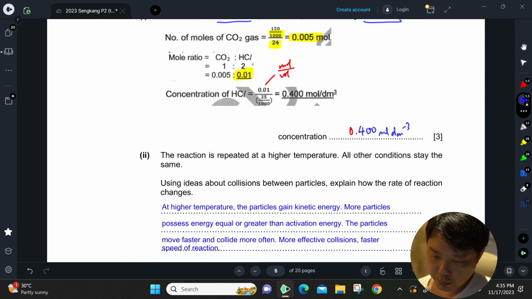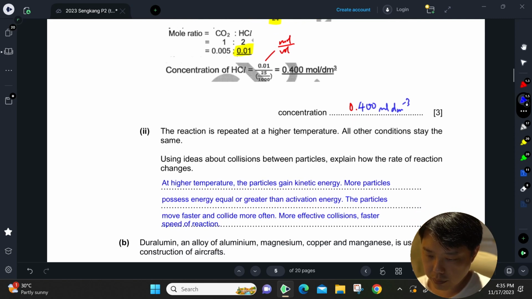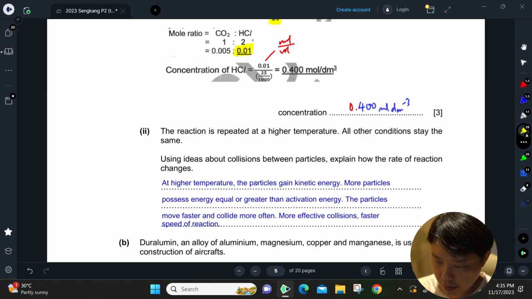The reaction is repeated at a higher temperature. All other conditions stay the same. Using ideas about collision between particles, explain how the rate of reaction changes. At higher temperature, the particles will have more kinetic energy. So it means that more particles have energy greater than or equal to the activation energy. They also move faster, collide more often, and there are more effective collisions, which gives rise to a faster rate of reaction.